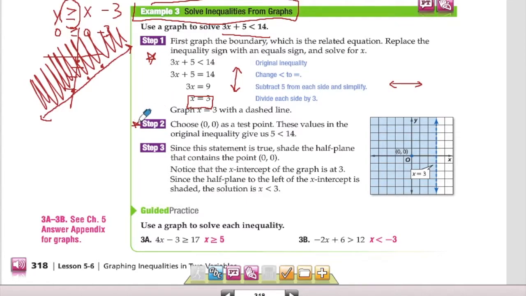Step 2 is to pick a point, and I chose 0, 0 as a test point, and if it makes it a true statement, then shade in that direction. And since that statement was true when you substituted in 0, 0, then we're shading to the left.